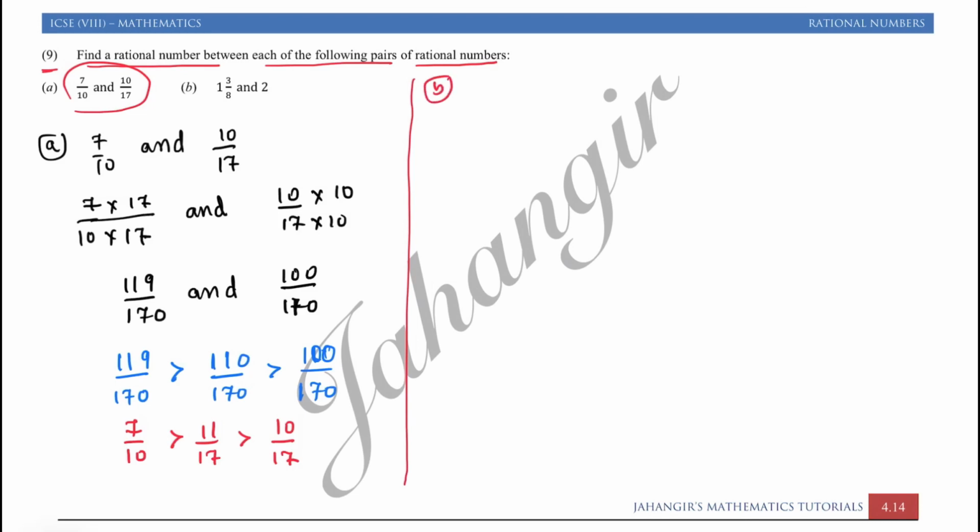B. 1 3 by 8 and 2. See, इसको if you have to write, you can easily write a rational number without taking any efforts. But if you want to make it, I will show you two methods. So first method में we will make 11 by 8 and 2 by 1. We will make the denominator equal, into 8 into 8. So that will give me 11 by 8 and 16 by 8.